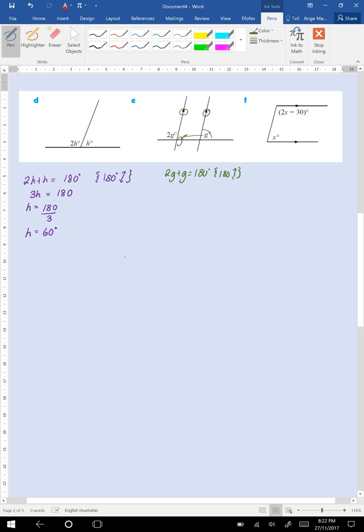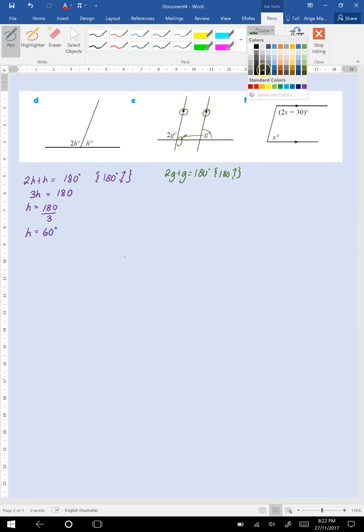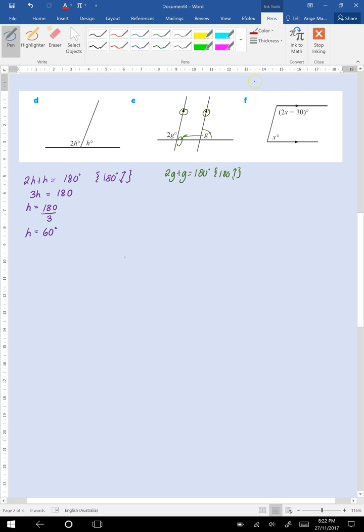And I won't repeat the rest of it. It's the same as that, just a different variable. Instead of H, you've got G. So I think you can take care of that yourself.